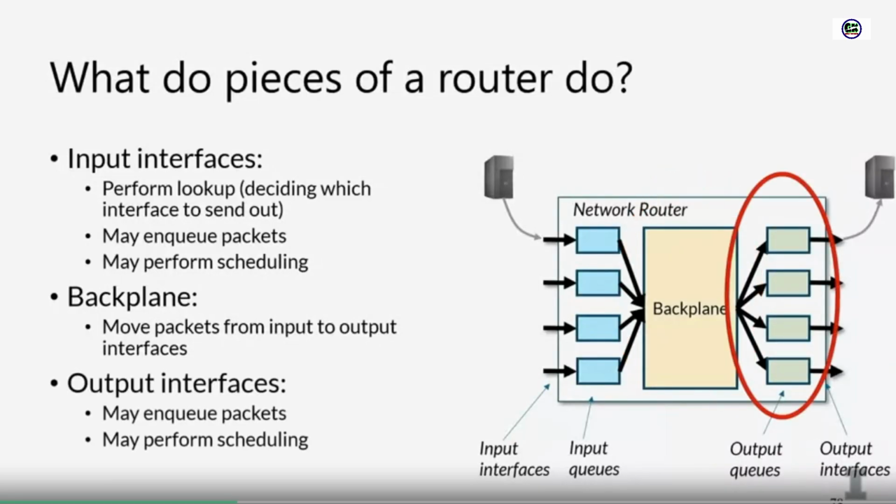Finally, there's the output interface. The job of the output interface is to optionally enqueue packets and optionally perform scheduling. Then it takes the packets in the internal representation used inside the router and clocks out the bits. So it'll produce the physical encoding that goes out the output interface. If it's optical, if it's Ethernet, it'll produce that encoding.